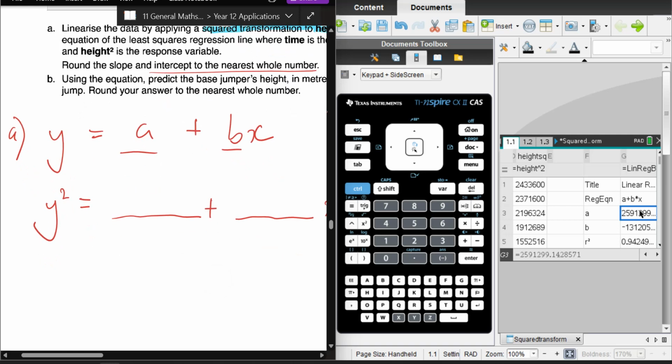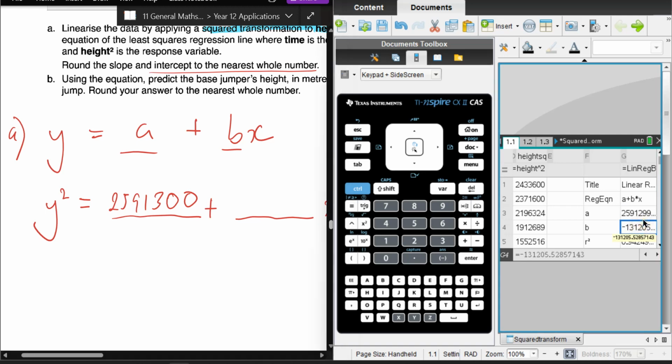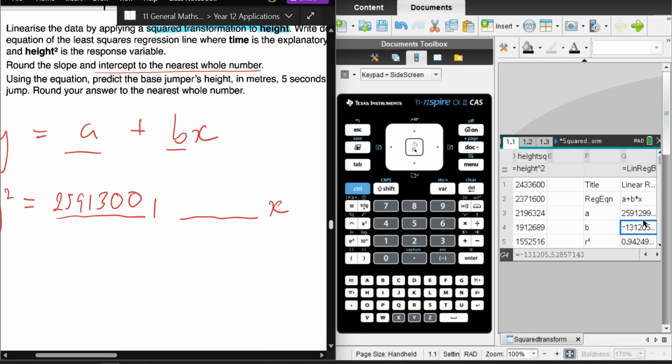So that should be 2591300 for our a. And then our b, nearest whole number again. So it's minus 131206. And there it is.